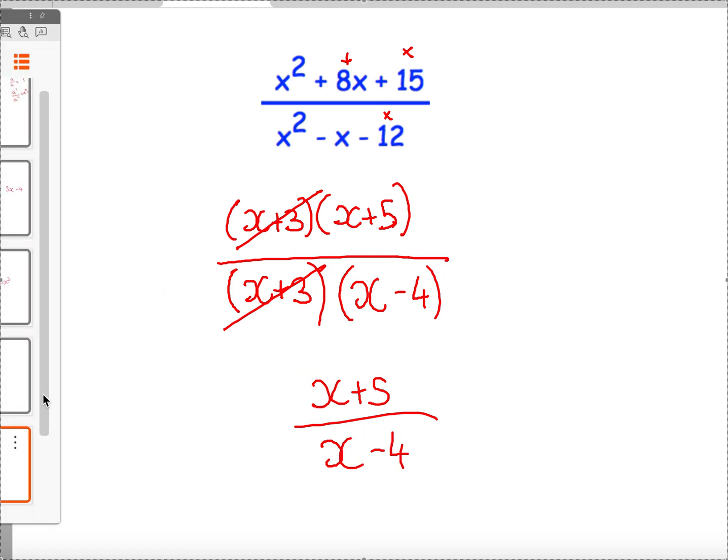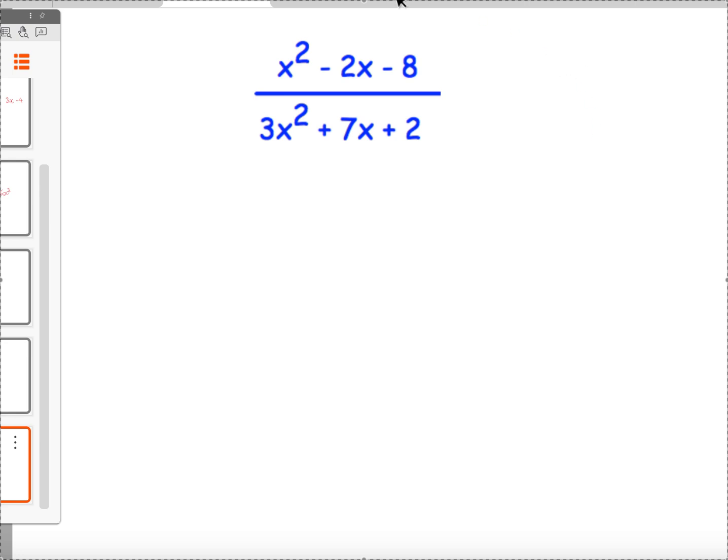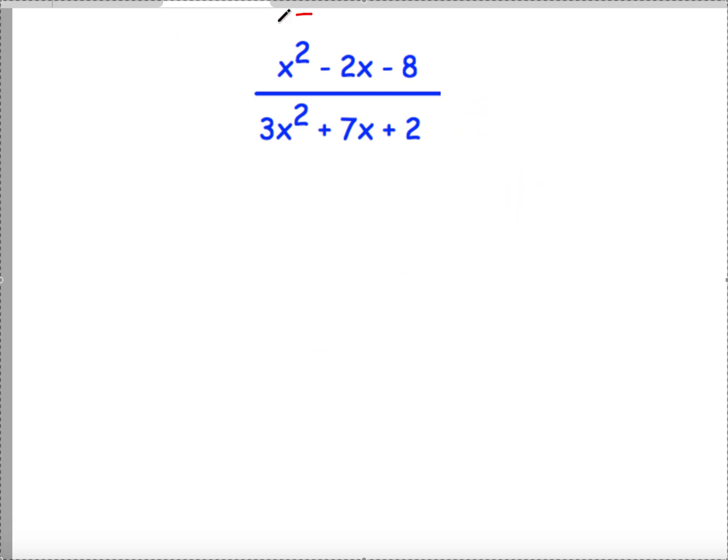Okay, last question before I give you guys some questions is this one on the screen. So this one on the screen, again, it's going to need some factorizing, isn't it? Technically we can factorize both of them, but we want to be factorizing the easier one of the two. So we'll go for the top first, just because we're not going to have to multiply the coefficient by anything. So we're going to have to multiply to -8 and add to -2.